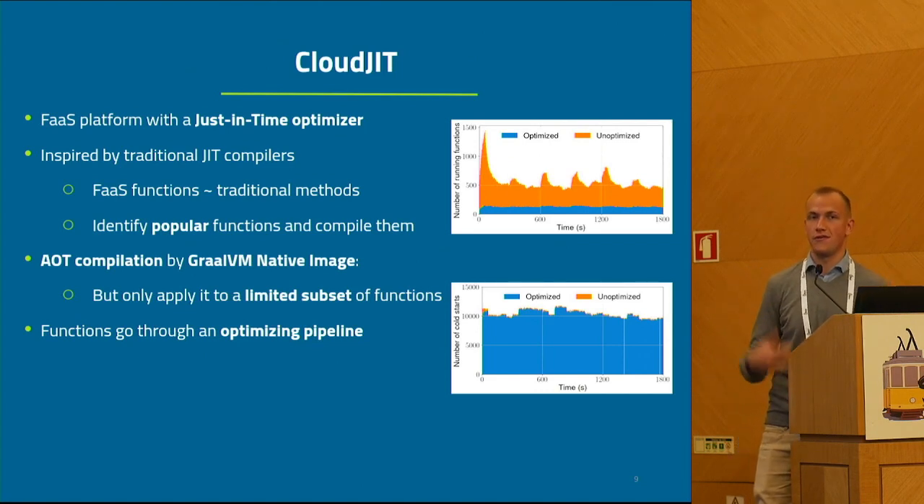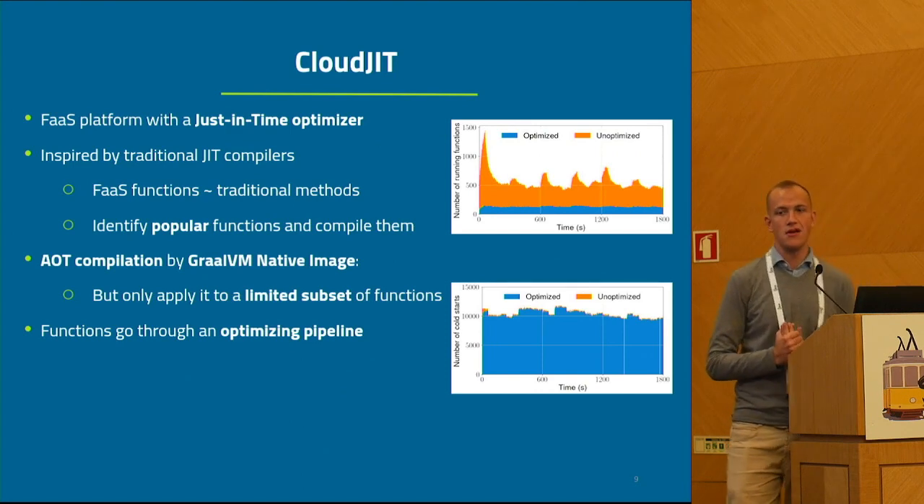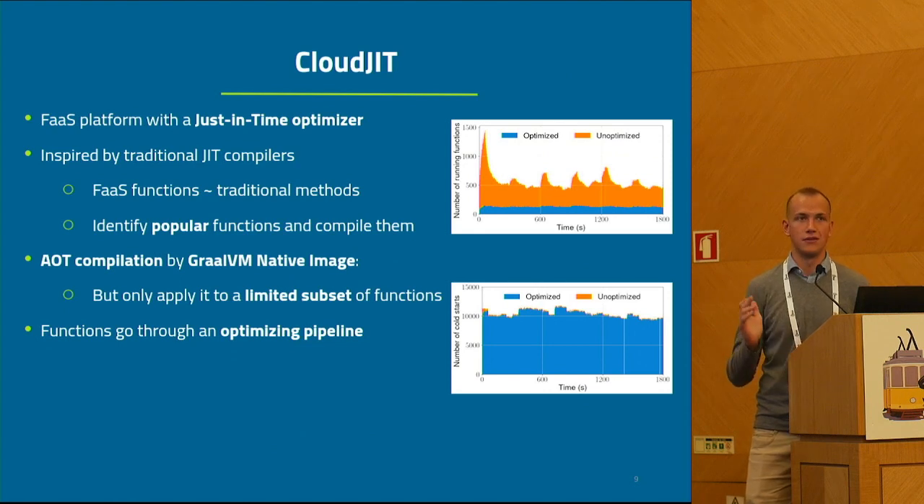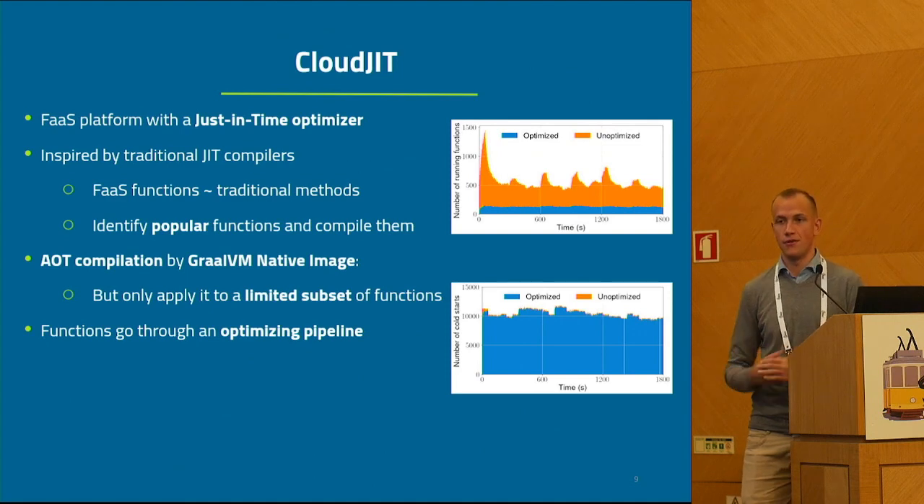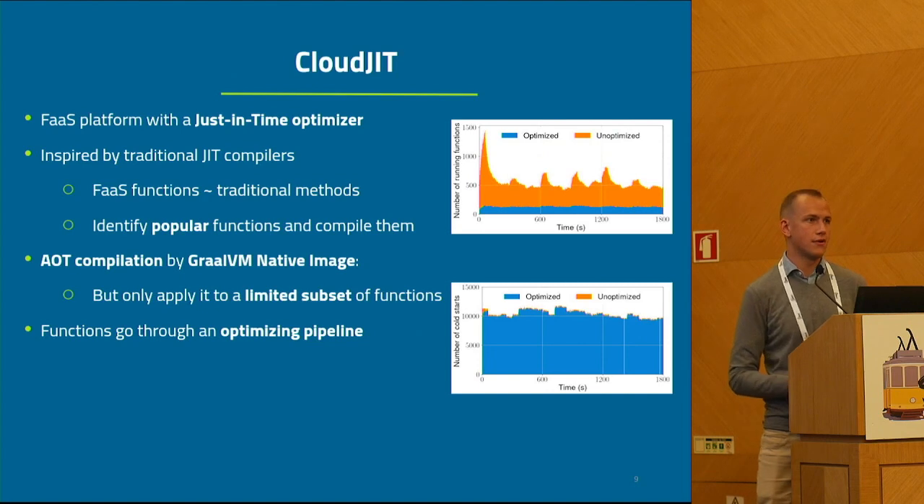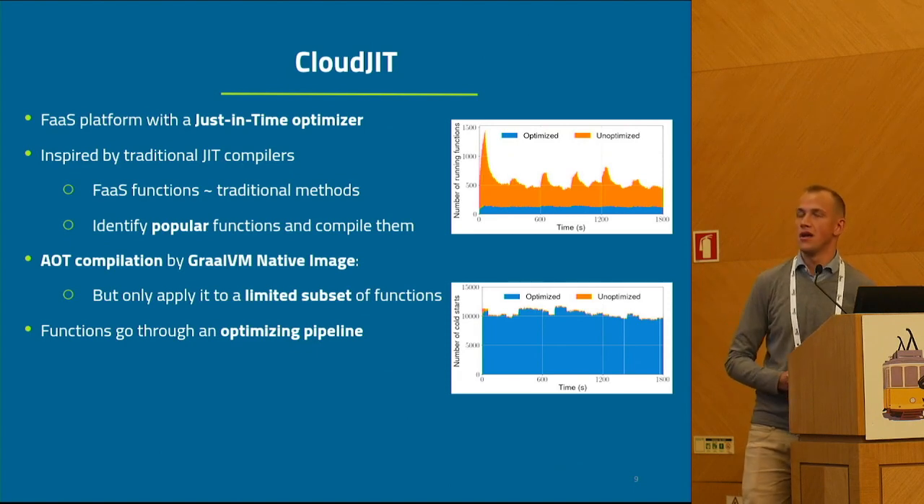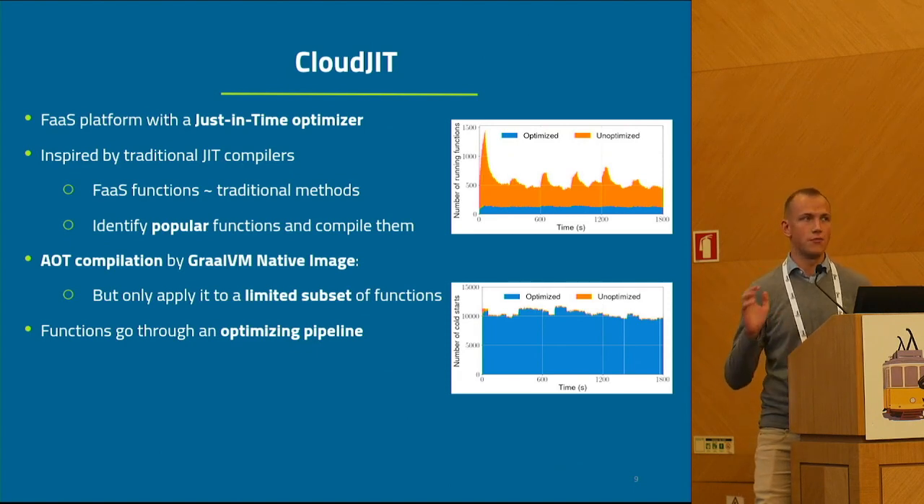Traditional JIT compilers aim at compiling methods or other code snippets. CloudJIT compiles entire FaaS functions. Traditional JIT compilers do not aim to actually compile all the functions, all the methods or code snippets. They identify hot paths, hot methods that are executed frequently. It means that they're going to benefit from it the most. So does CloudJIT. It identifies popular functions that experience the most call starts and compiles only this selection of functions.